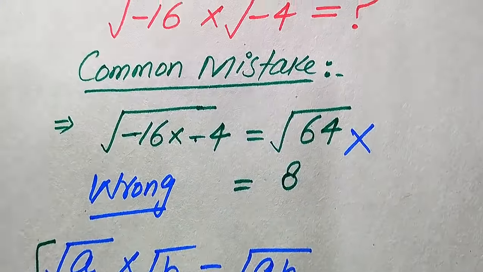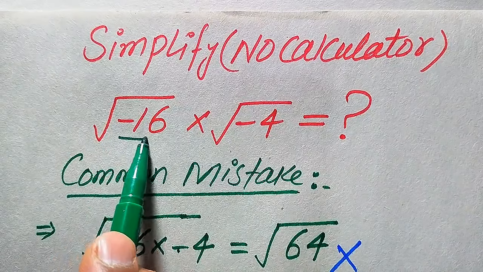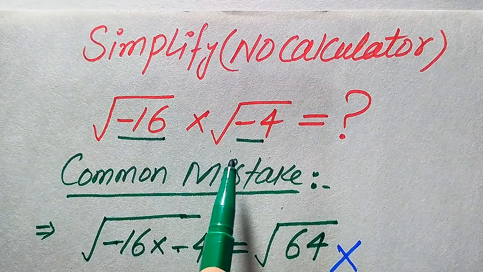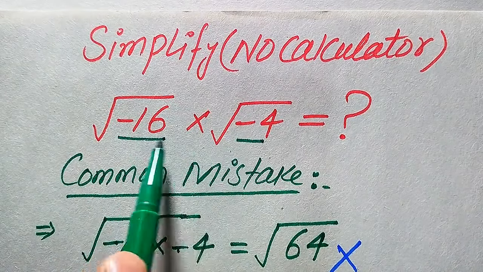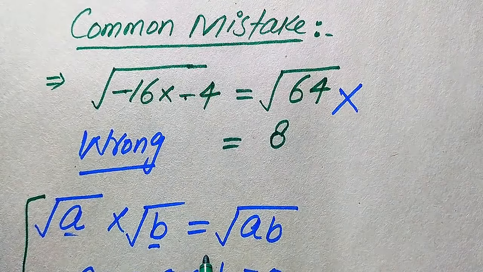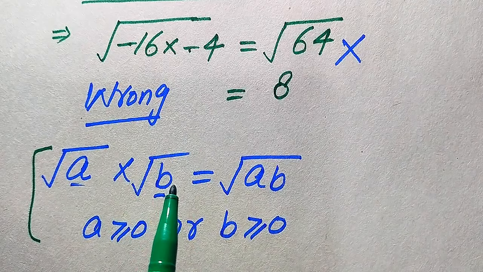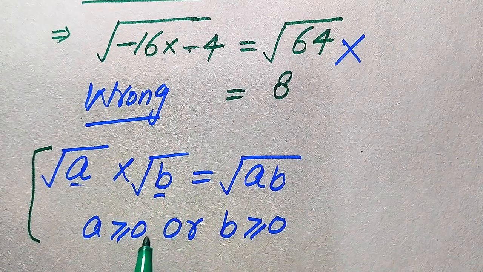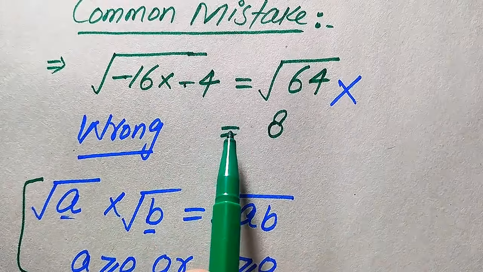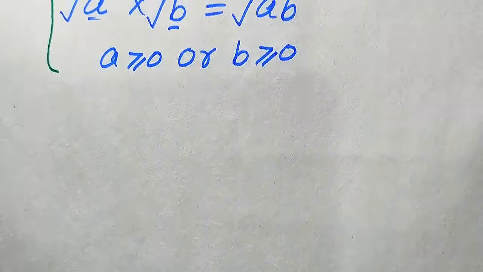But in our case, this term is negative and this term is negative. Both of these two values are negative, so we cannot use this rule here. This rule is not applicable in our conditions. So if you solve in this way, this is the wrong method and wrong answer, and you get 0 marks.